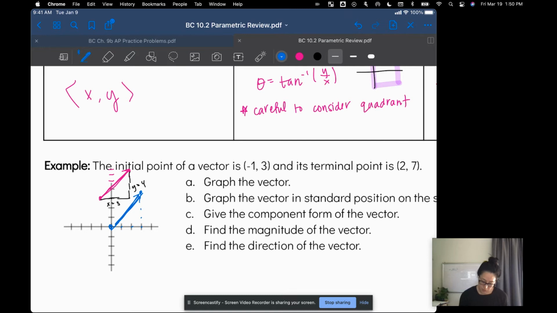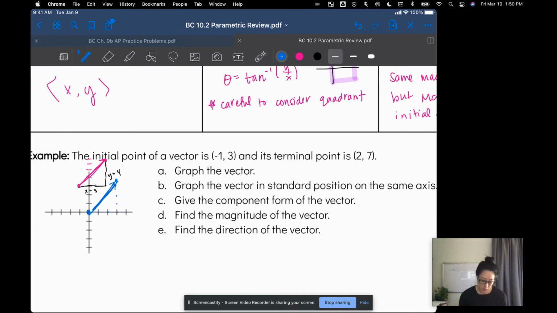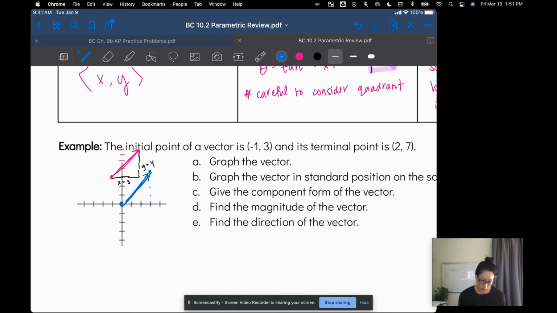Okay, so we're going to go ahead and give the component form of the vector. If we know the change in x and we know the change in y of the vector, then we can write our vector in component form. So our vector in component form would be <3, 4>, since it moves 3 units right and then 4 units up to get to the terminal point.